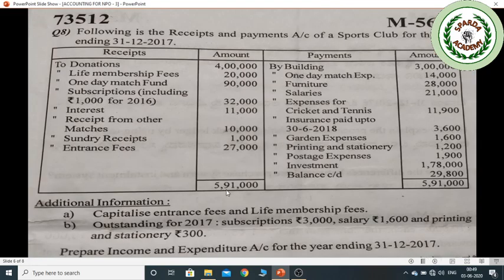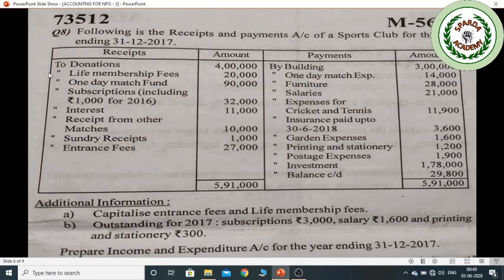Now I have taken an example which is given in the question paper. Following is the receipts and payments account of a sports club for the year ending 31st December 2017. This date is very much important. You should remember it. 31st December 2017 is the year ending date. That means what is the financial year? From January to December. Accounting year is also January to December.